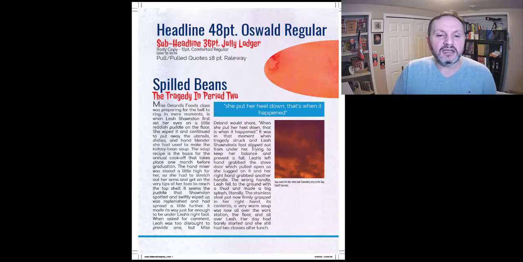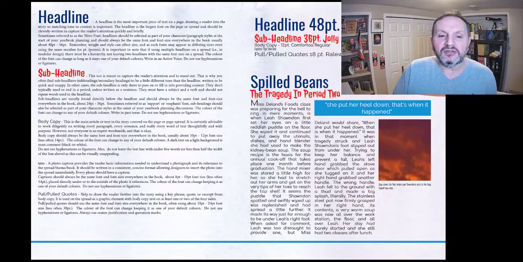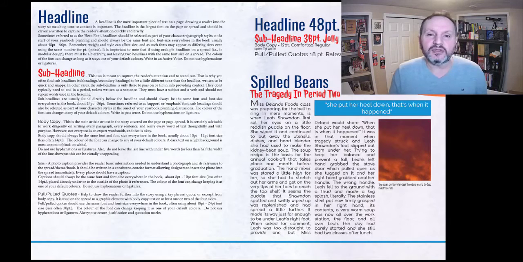So here we have a headline of "Spilled Beans." The subheadline in this case, "The Tragedy in Period 2." And we've got our body copy, our captions, and again, our pulled quotes. So when we put that together as a two-page spread, you wouldn't really have rules written in your yearbook, but you do have rules that you use in your yearbook, and this is the other document. And I hope that really helps you out.